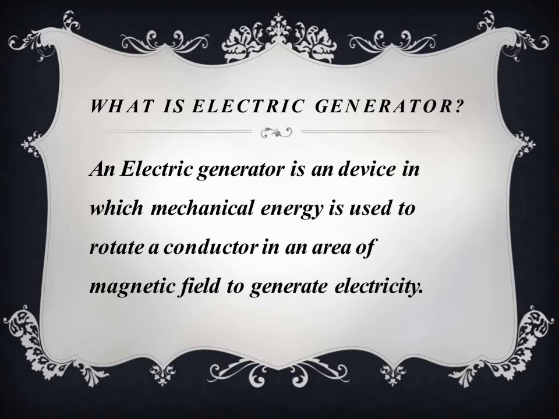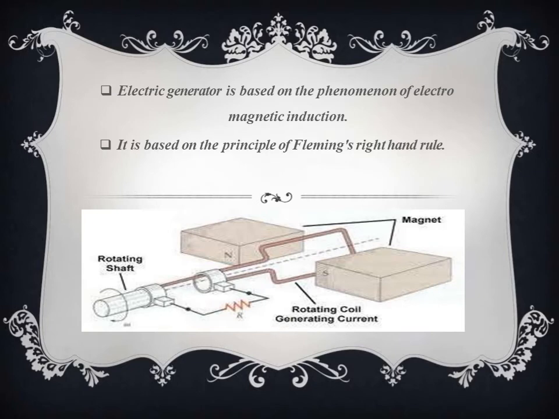An electric generator is a device in which mechanical energy is converted to electrical energy. And how it is converted is that when we rotate a conductor in a magnetic field, it generates a current. The electric generator is based on the phenomenon of electromagnetic induction, that is, current is induced when the coil rotates. We can use Fleming's right hand rule to find out the direction of the current.